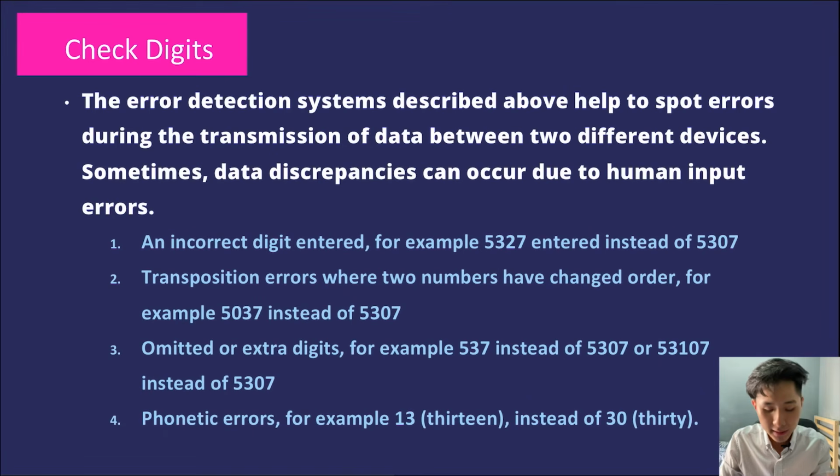So the last data transmission method is called the check digit. It is used more commonly in barcodes, and this error detection method helps to spot errors during data transmission across two different devices. Data discrepancy can occur due to the following reasons. It can be due to human errors, such as an incorrect digit entered, or a transposition error, in which 5037 becomes 5307, the order has changed, or an omitted or extra digit, 537 instead of 5037, and phonetic errors, such as 1330 being written instead.